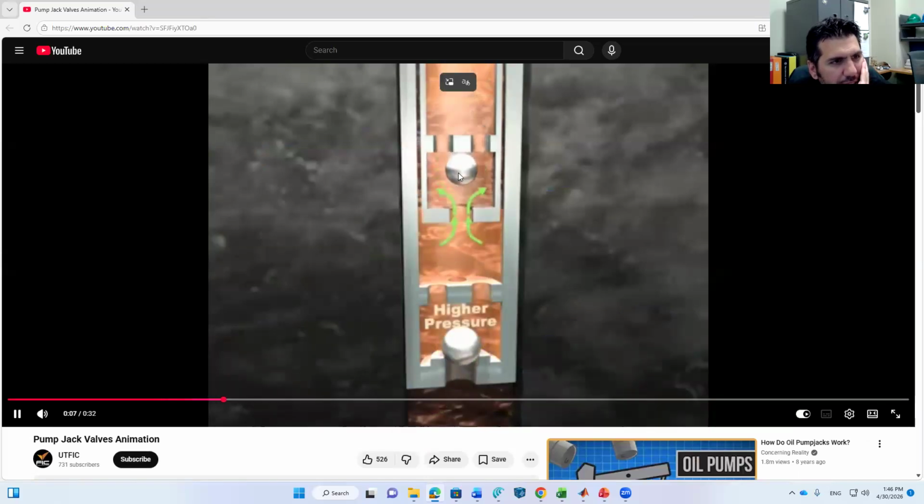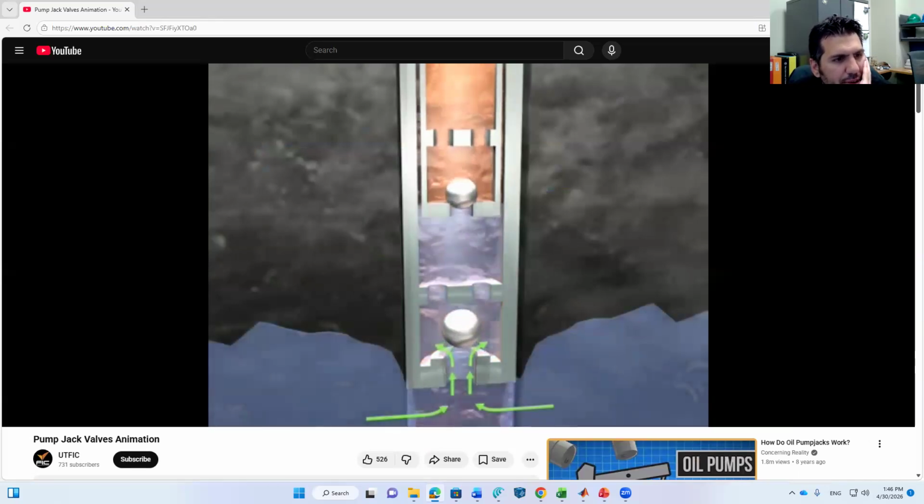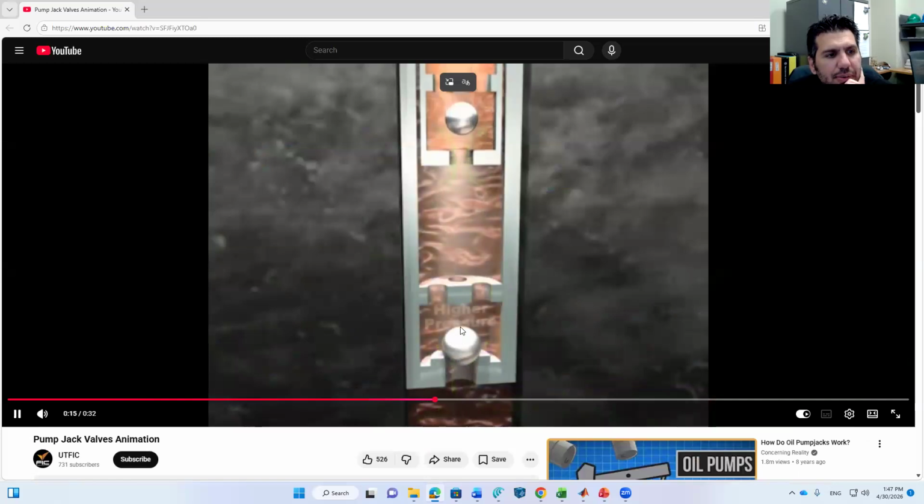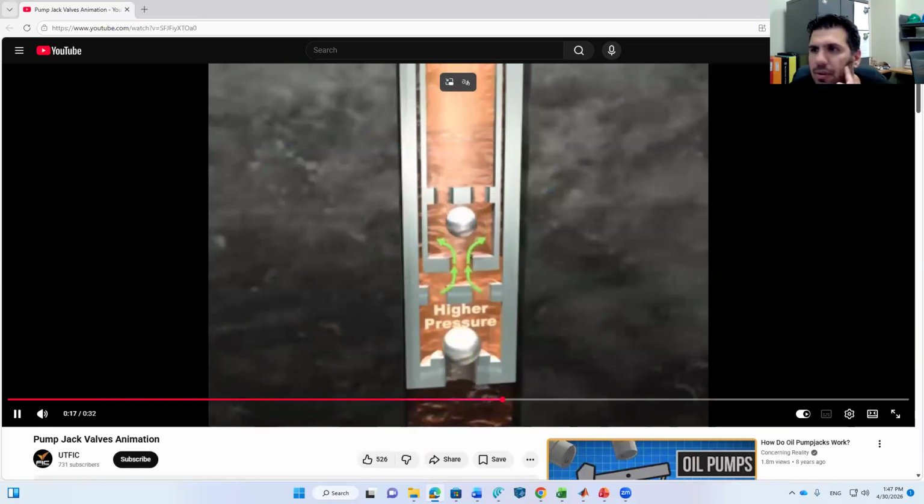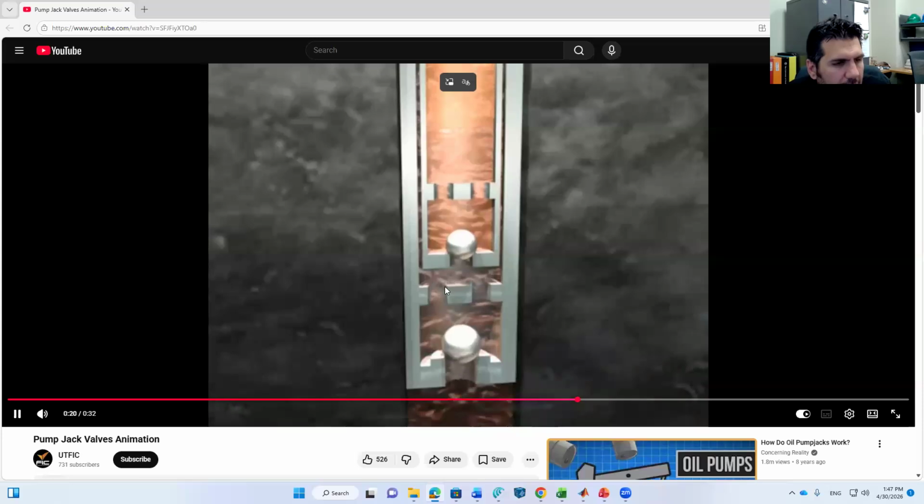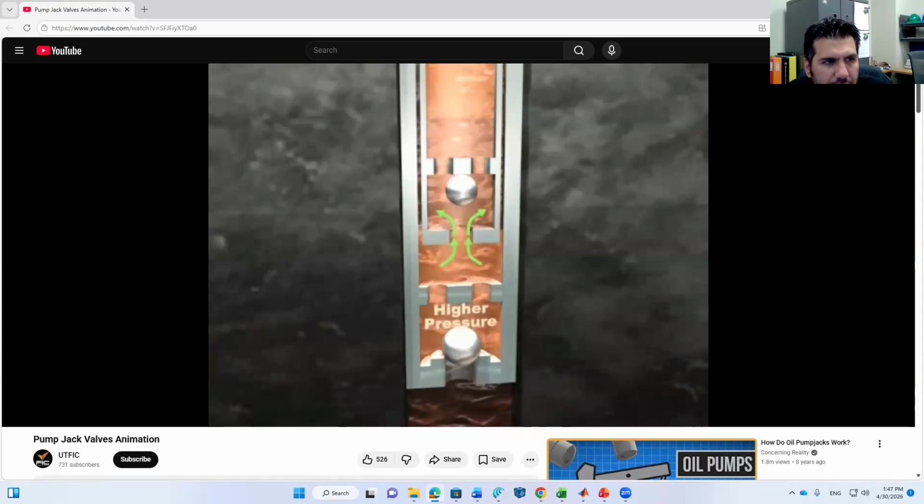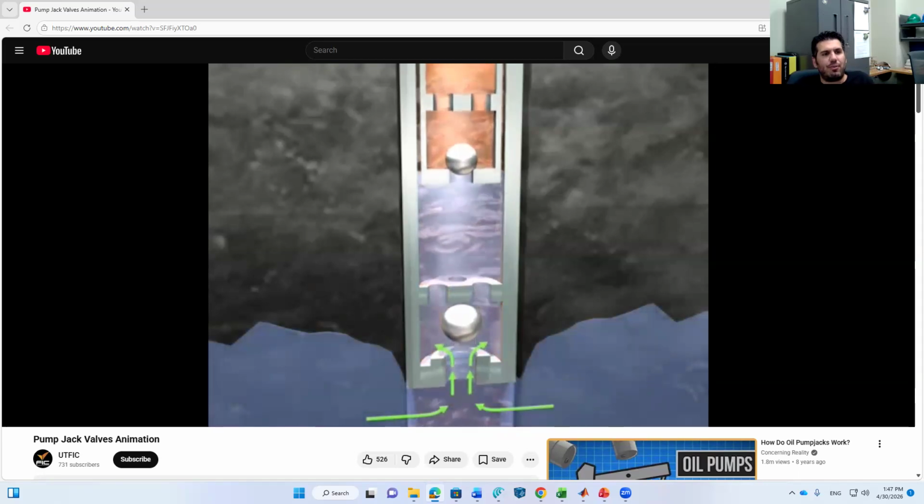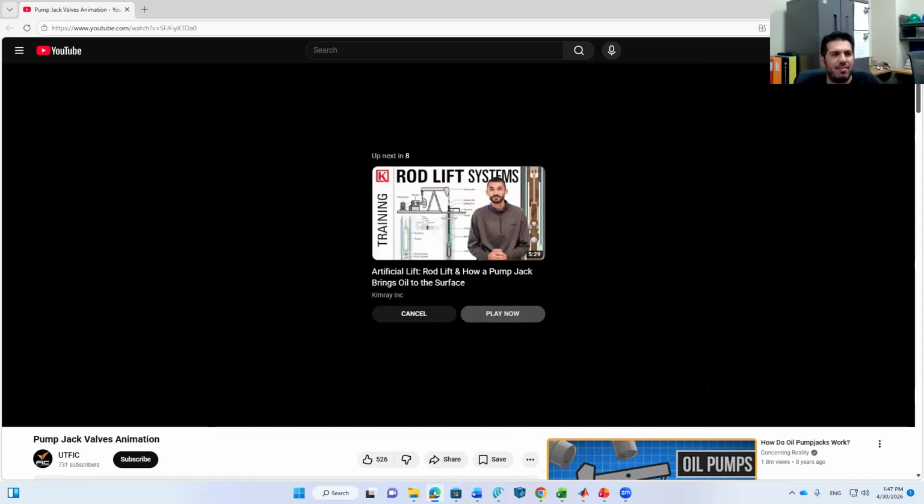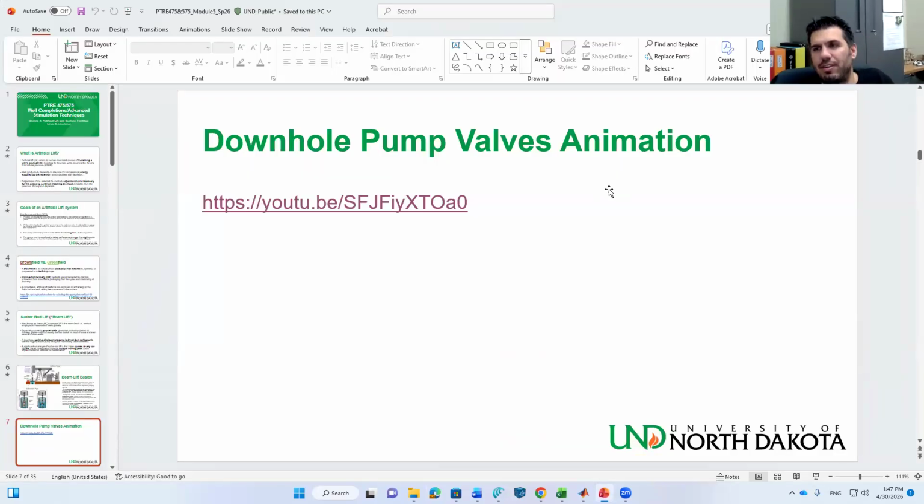Traveling valve closed, traveling valve open, now standing valve closed, and then upstroke, standing valve open. So downstroke, fluid gets higher. Upstroke, the fluid moves into the barrel. So that's how the system works. If you sit down and stare at this video for like a minute and a half or something, you will understand eventually how it works. Like, does the dynamic status of the two valves not change?